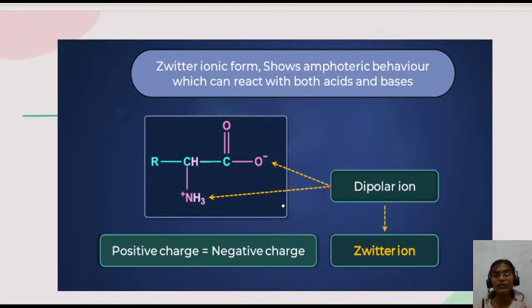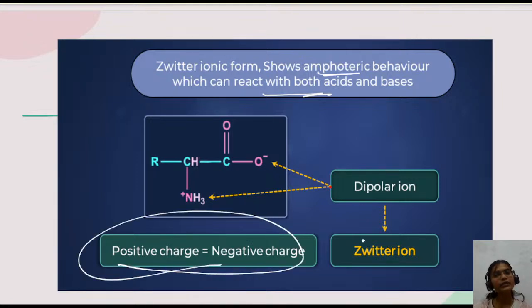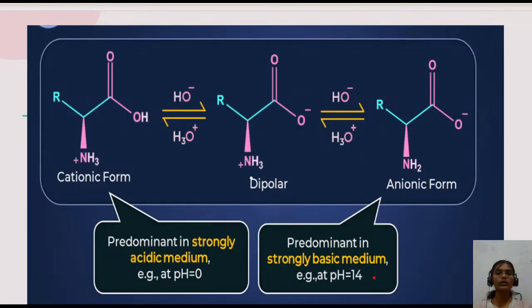Okay, yes, this question is a board type of question. It's also asked in board exams many times, but it's the zwitterion. So the zwitterion shows amphoteric behavior because it has both positive as well as negative charge, and it can react with both acid as well as base. But in this case, it is maintaining the zwitterion as a dipolar ion without any kind of net charge on it. Okay, see this is how it looks like.